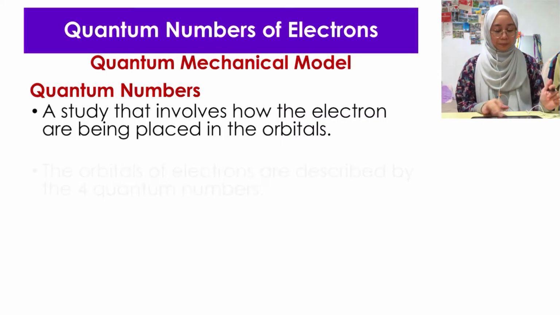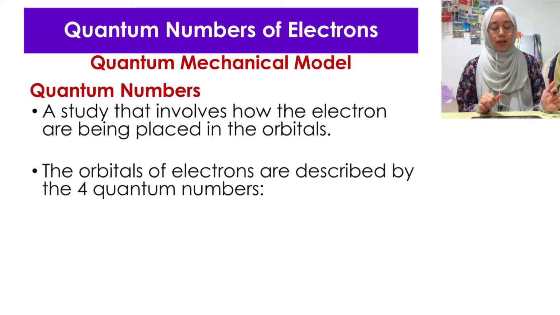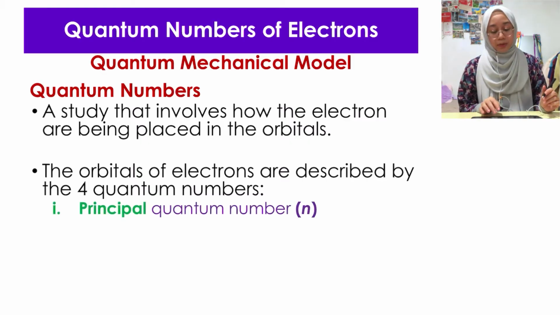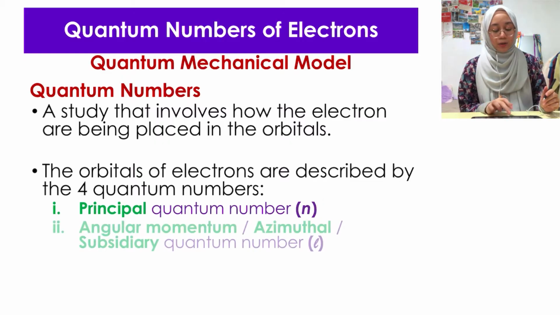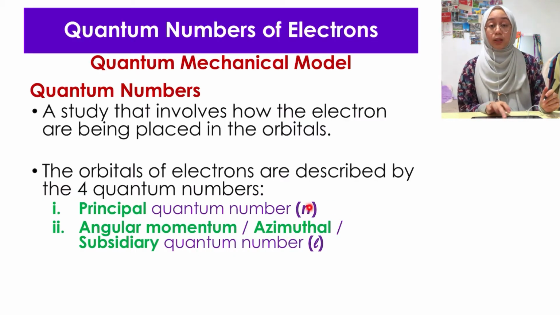Okay, so orbital of electrons, they are described by 4 quantum numbers. So ada 4. The first one is principal quantum number. Kita akan guna simbol N. Okay, and then the second one followed by the angular momentum quantum number, okay, which is also known as azimuthal quantum number ataupun subsidiary quantum number. Jarang sebenarnya Miss jumpa subsidiary quantum number dalam soalan, tapi there is a possibility untuk dia guna perkataan azimuthal. Okay, so dua yang paling selalu diguna adalah angular momentum quantum number ataupun azimuthal quantum number.